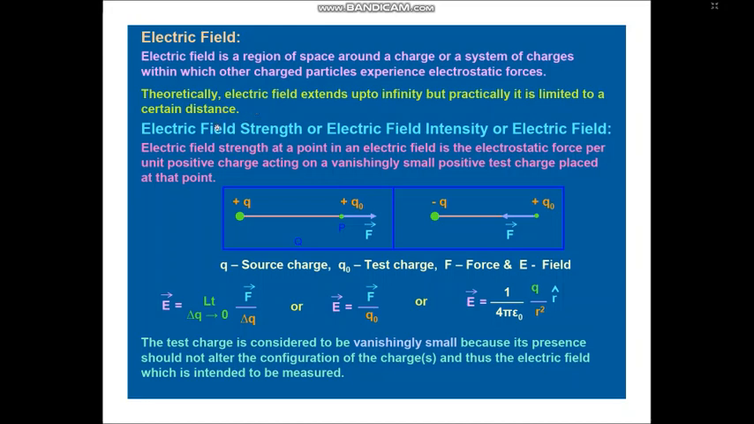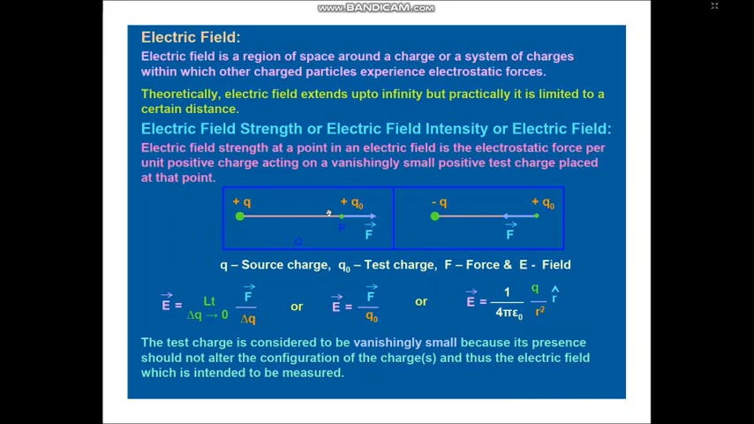Now let us define electric field strength or electric field intensity or simply electric field. To better understand the concept, look at this diagram. A charge plus Q is placed here. Now consider 2 points P and Q. A plus Q0 charge is placed at point P.